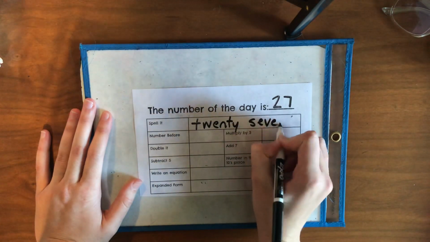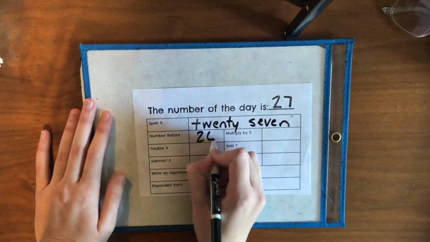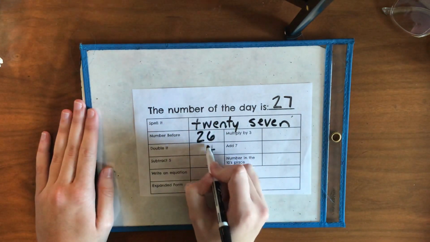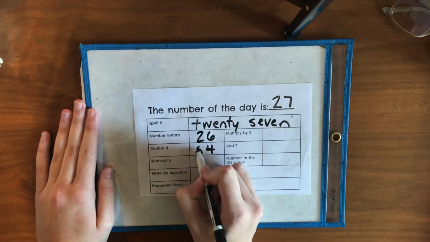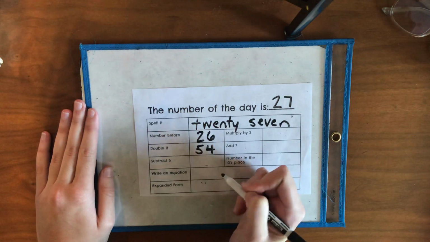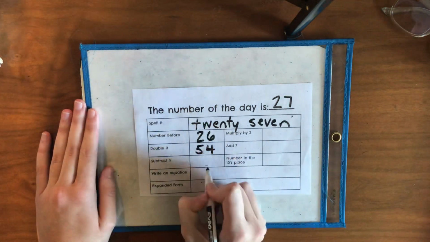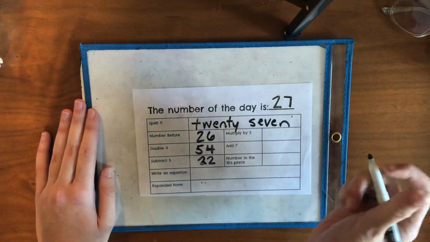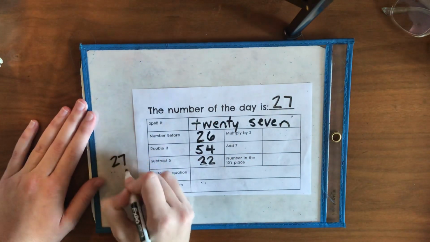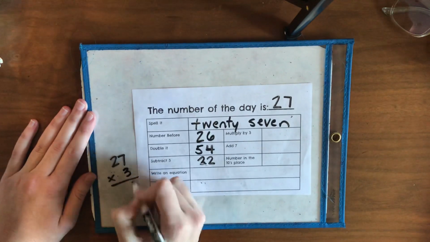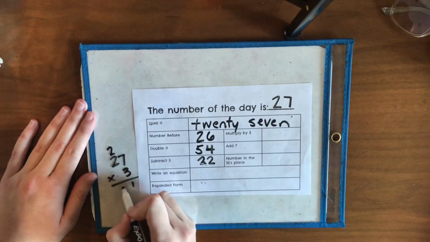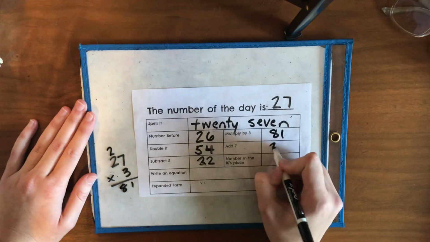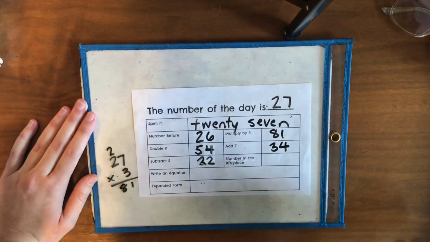27. The number before is 26. When I double it, I'm going to have a 54? Yep, I think it's 54. Okay, subtract 5, 22. Multiply by 3, 27 times 3. 81. Add 7, 34.